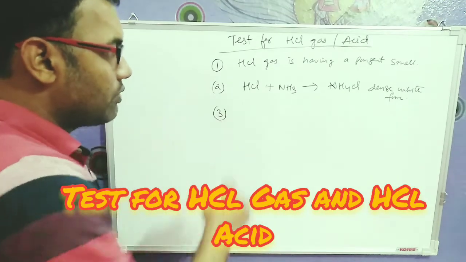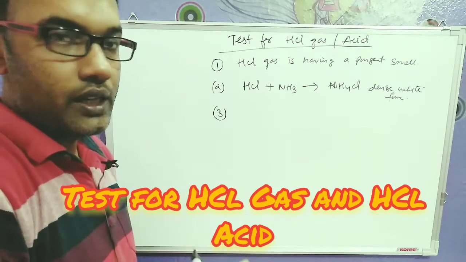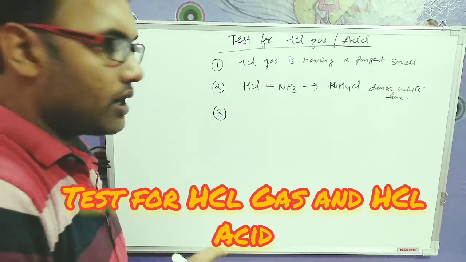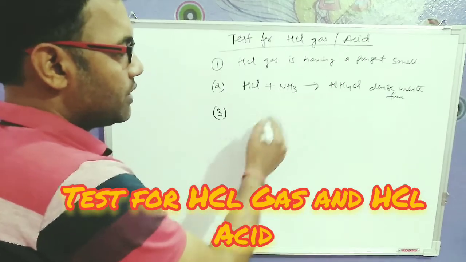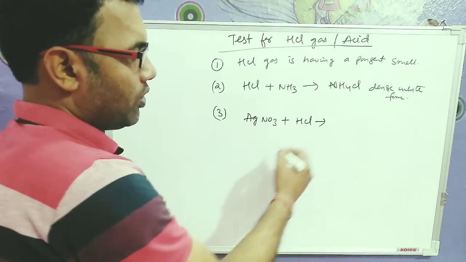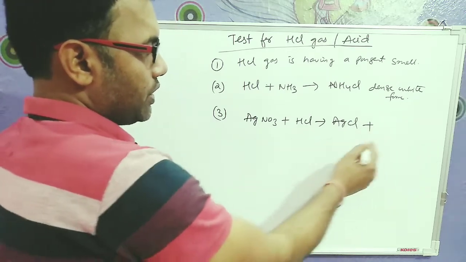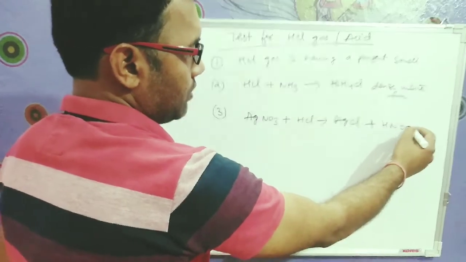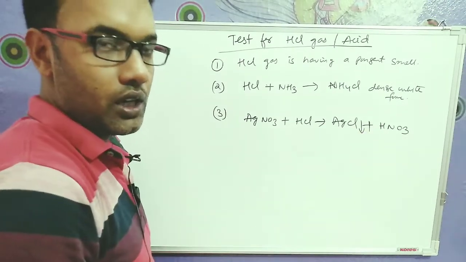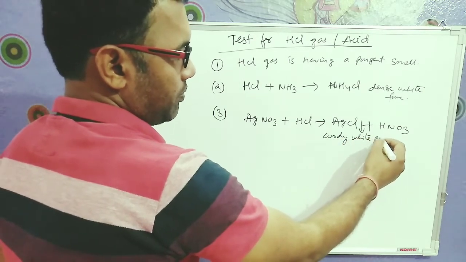Now the third reaction deals with HCl acid. We call hydrogen chloride gas HCl gas, and the second part is HCl, that is hydrochloric acid. Now if hydrochloric acid is made to react with silver nitrate, it forms the salt AgCl, plus it gives you HNO3. Now AgCl is a precipitate, and what is the color of this precipitate? It gives you a curdy white ppt.